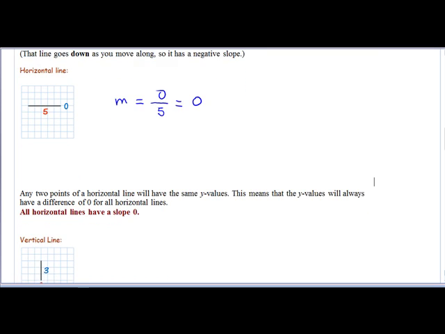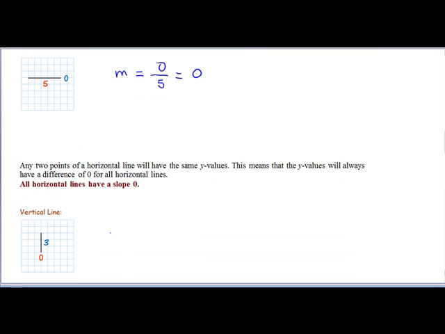Let's look at the vertical line. For a vertical line, we're changing on the vertical by 3 in this graph, and then for the horizontal the change is 0. But 3 divided by 0 is undefined.